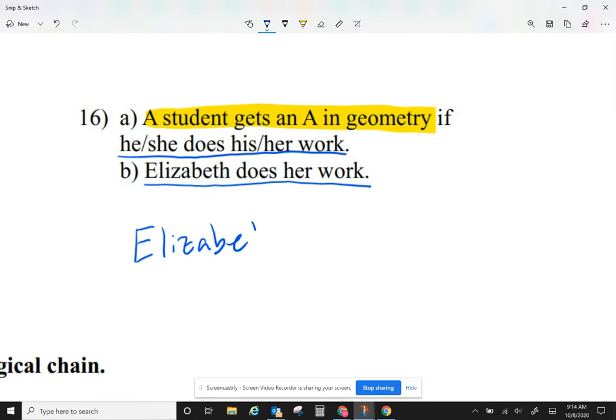Keep it to the same wording. So do not call her Liz. It's Elizabeth gets an A in geometry. Keep it to the same wording that I have there.